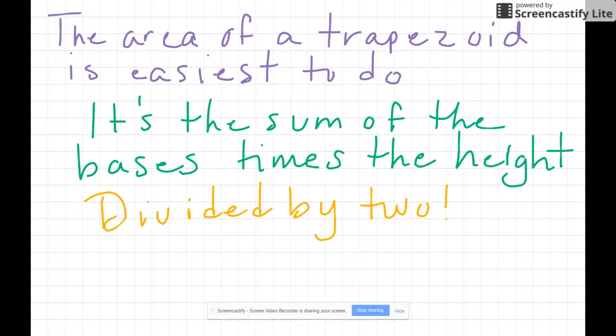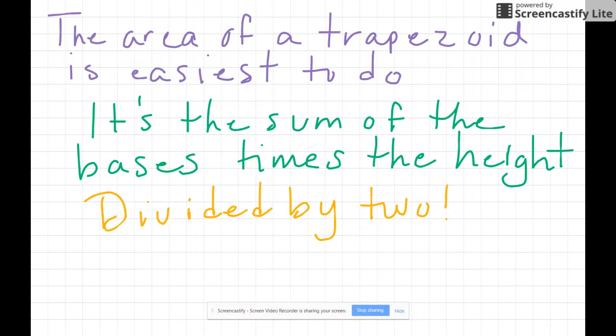Now to find the area of a trapezoid, all you need to know is row, row, row your boat. If you know row, row, row your boat, you know the formula for the area of a trapezoid. The area of a trapezoid is easiest to do. It's the sum of the bases times the height divided by 2.